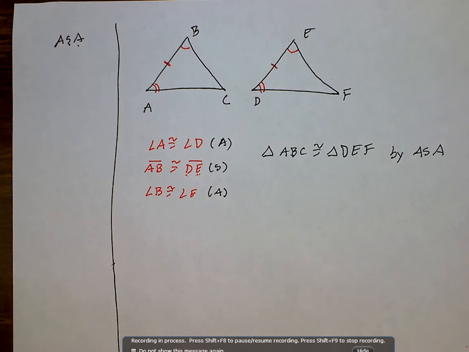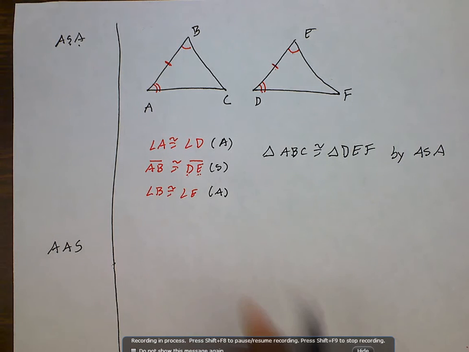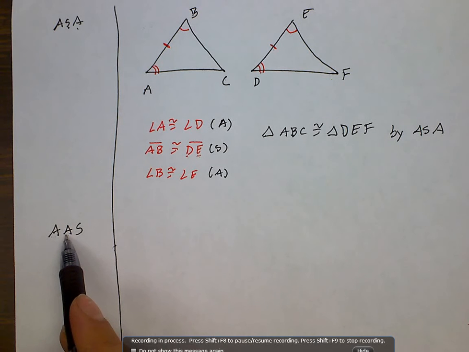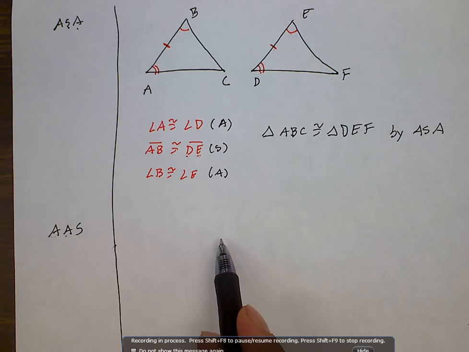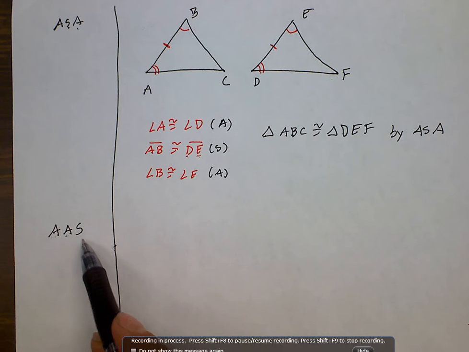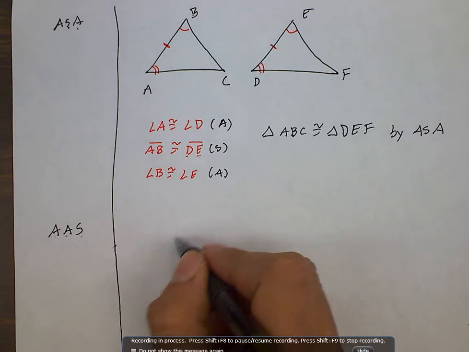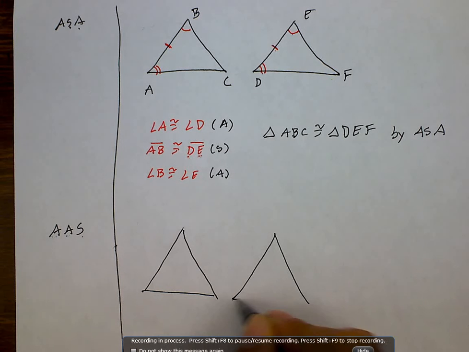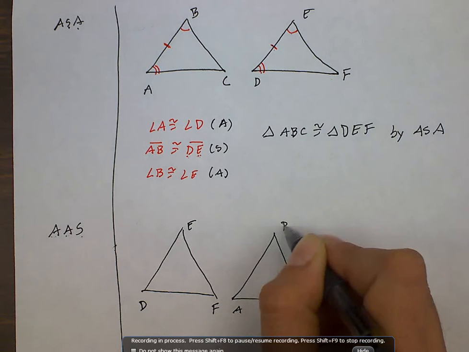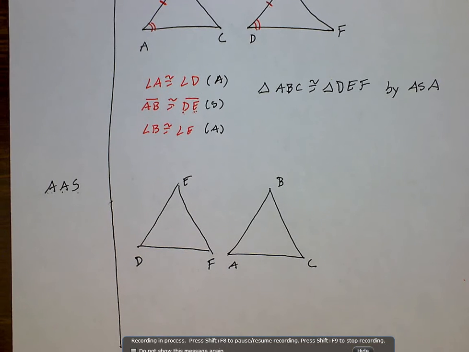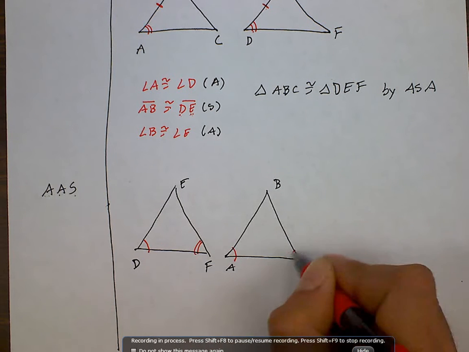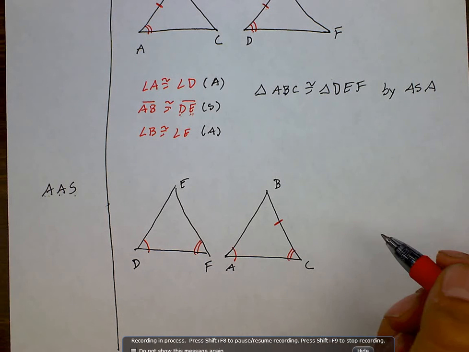The next one, angle, angle, side. So very self-explanatory. Two corresponding angles are congruent to two corresponding angles of another triangle, and then there's a side that is corresponding to another side of another triangle. So here we go. Let's draw the two triangles again. Let's label that one D, E, F, and that one A, B, and C. Okay, so then I am going to say that angle D is congruent to angle A, angle F is congruent to angle C, and then this side is congruent to that one.